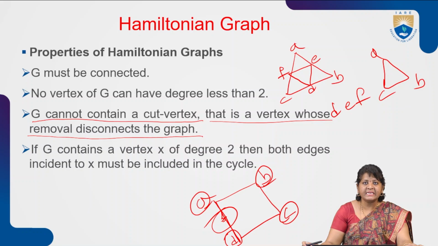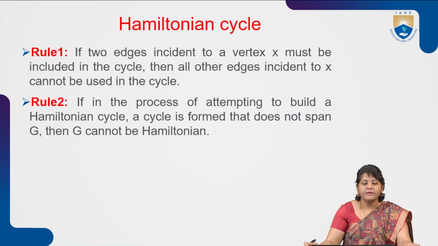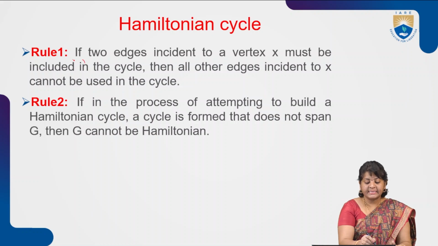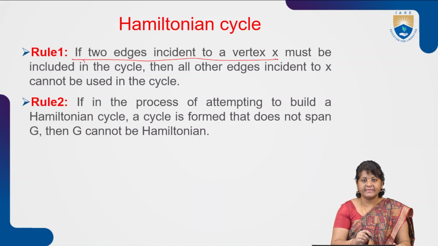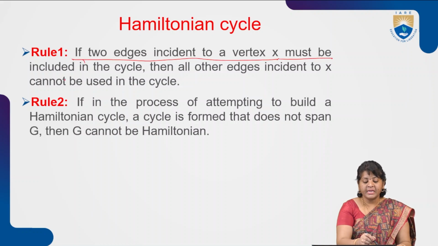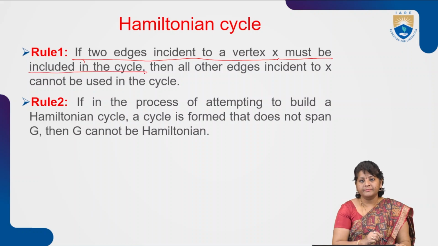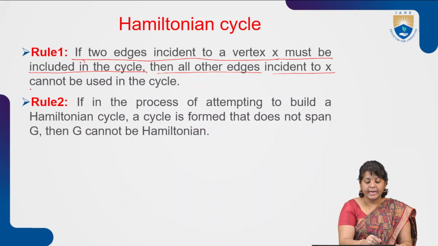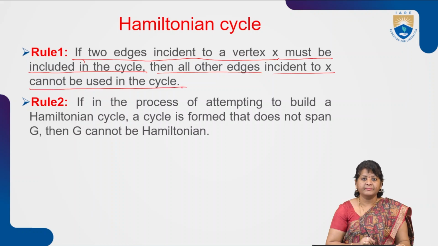So these are basic properties of Hamiltonian graphs. And next, we will see two rules here. We can also consider these two rules as properties. Rule 1 is, if two edges incident to a vertex X, and this X must be included in the cycle, then all other edges incident to X cannot be used in the cycle.